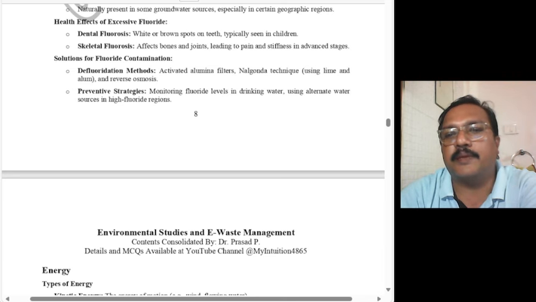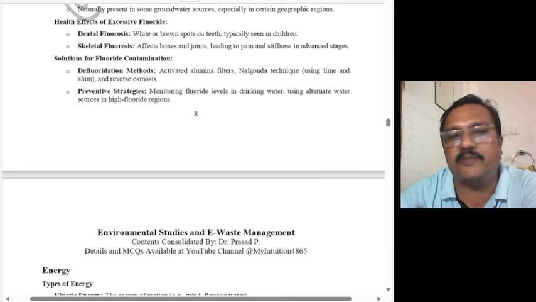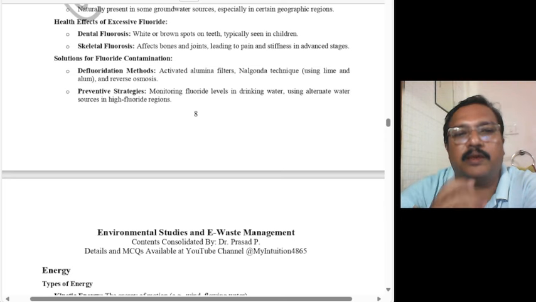Then comes reverse osmosis. Reverse osmosis is a special filtration system which can remove many things from water, including fluoride. It pushes water through a fine filter and blocks out contaminants, letting clean water pass through.